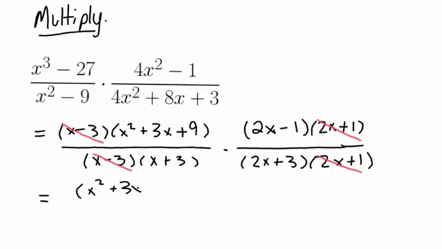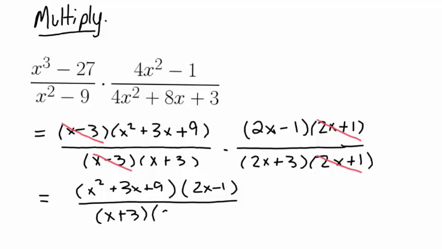So this is going to give us a final answer of x squared plus 3x plus 9 times 2x minus 1 all over x plus 3, 2x plus 3.